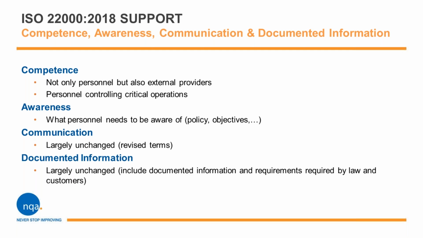Communication and documented information haven't really changed if we compare them with the previous version, 2005. The only things that have changed are two terms: qualifications has been replaced by competence, and suppliers, as I said several times, are now called external providers. Same for documented information, but the one thing I want to highlight is that you need to include as documented information all the customer requirements and all the statutory and regulatory requirements that apply to your organization. This is a new requirement of the standard that you need to consider.